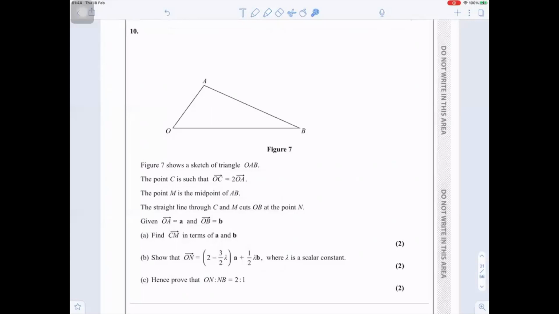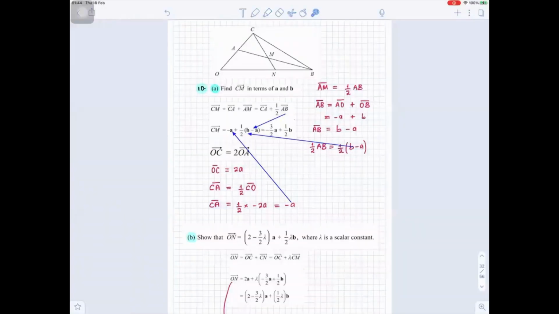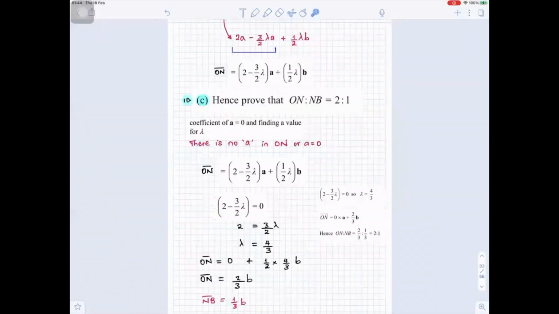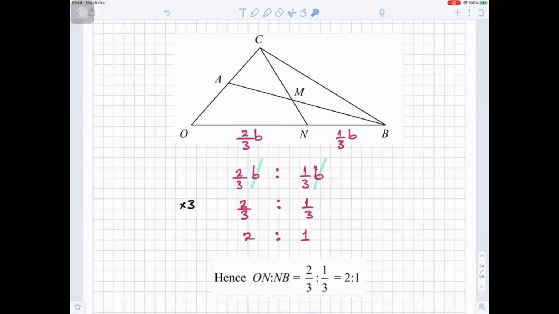That's question 10. Question 10A and part of B, question 10C, and the rest of question 10.